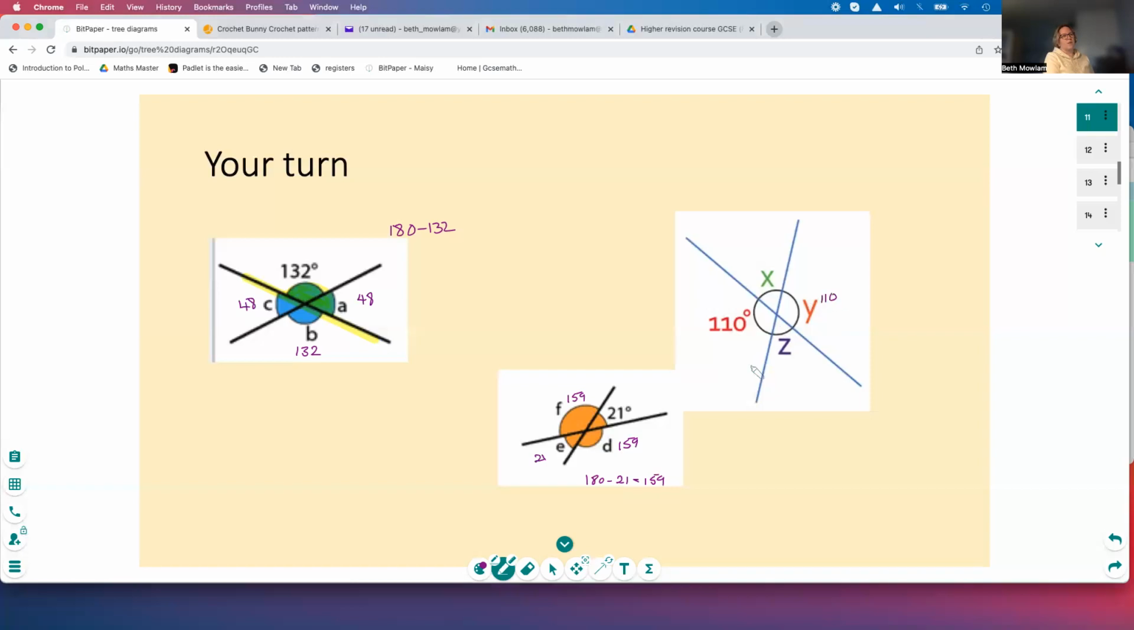Y is 110. To get X, we do 180 minus 110. So we're looking at our straight line, which is 70, which means Z must be 70 because they're vertically opposite. So the opposite angle rule is quite an easy one. As long as you remember, it only occurs when two lines cross. So it's not all meeting at a point, it's where two lines cross.